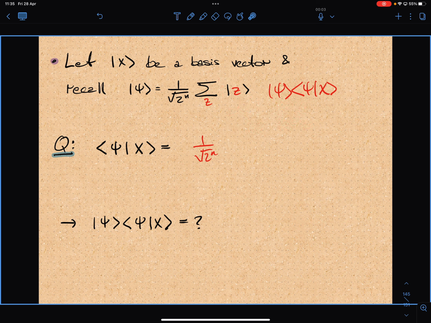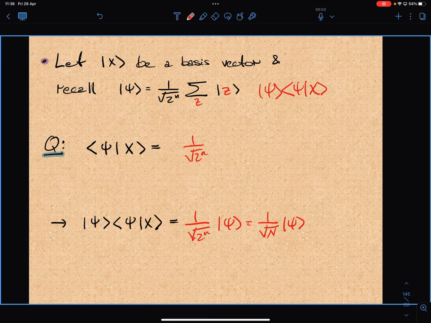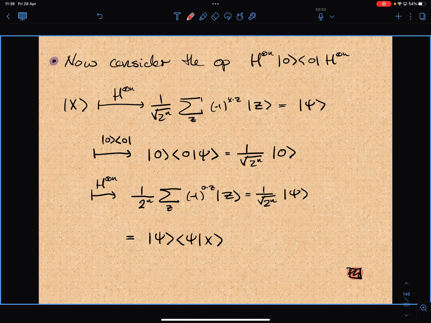Great. And so once we have that, we know that this operator is equal to 1 over square root of 2 to the n times psi. So this is actually 1 over square root of capital N times psi. So this is the action of the right-hand side, and this is for any x. It just maps it to this constant state. And now we want to do the action of the left side, which is equal to this.